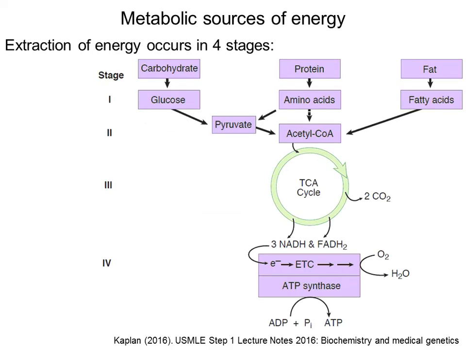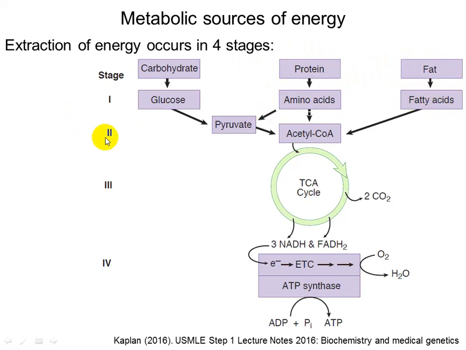Extraction of energy from the food occurs in 4 stages. In stage 1, nutrients are broken down to small building blocks. For example, carbohydrates are broken down to glucose. Proteins are hydrolyzed to release amino acid. Fats are hydrolyzed to release fatty acids.